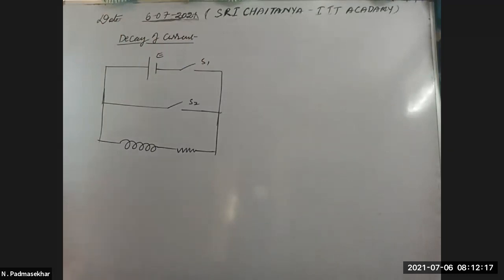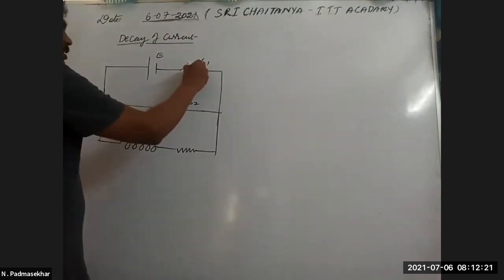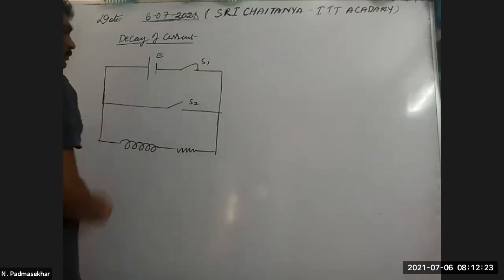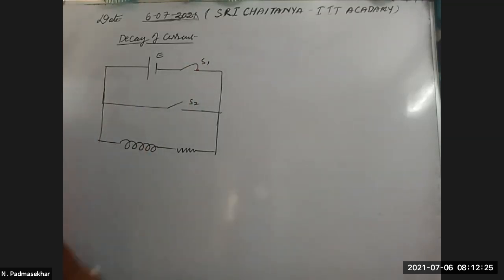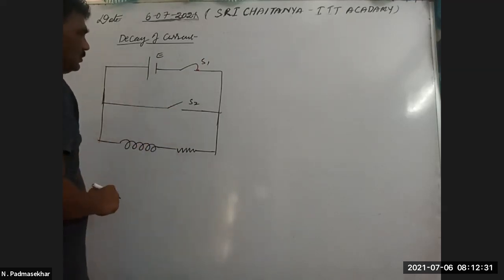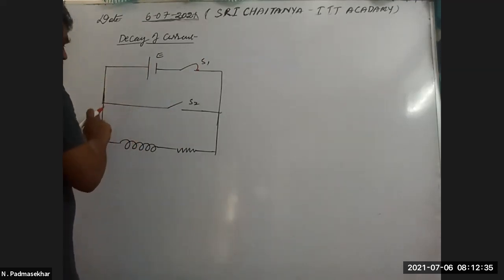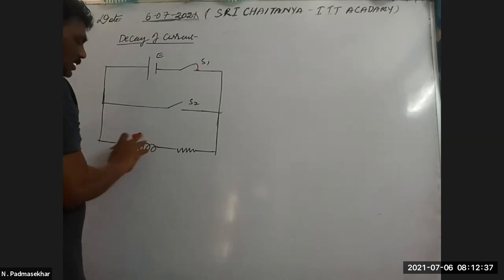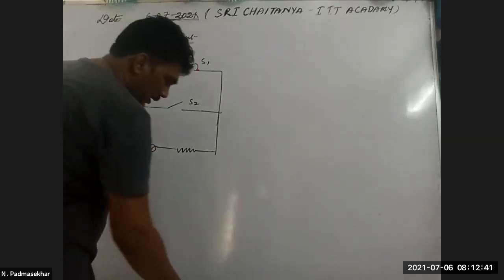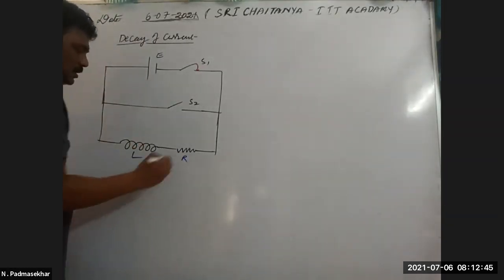First, initially this switch is closed and this one is open. The switch is closed and it is open. When it is open, the current does not go this way. So the circuit is like this. This is an inductor and it is a resistor.